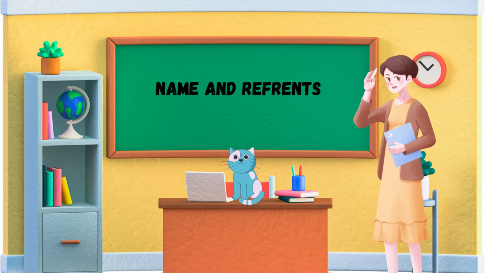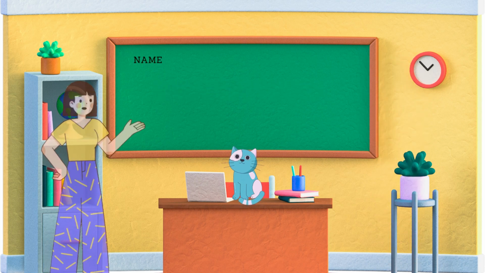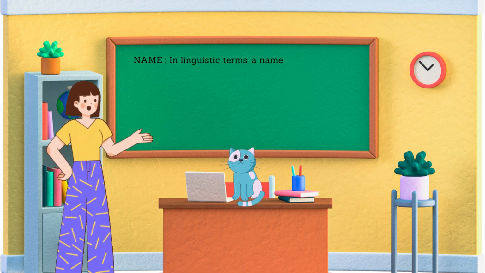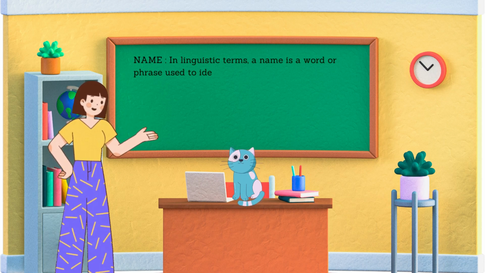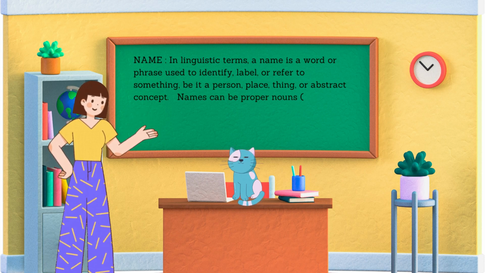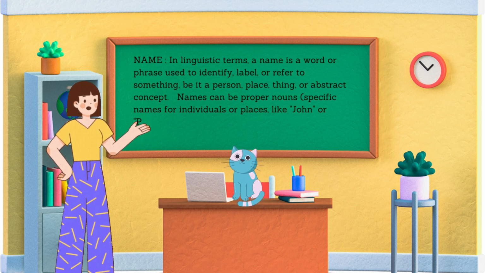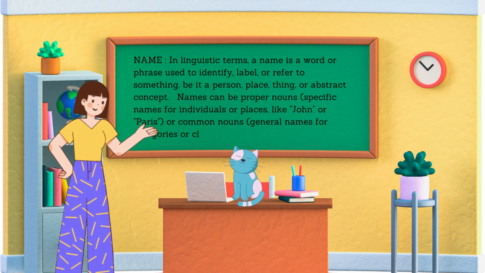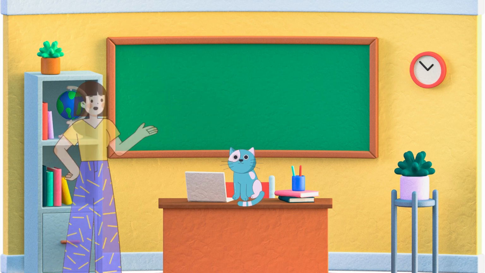Okay, the next discussion is about name and reference. What is a name? In linguistic terms, a name is a word or phrase used to identify, label, or refer to something, be it a person, place, thing, or abstract concept. Names can be proper nouns, specific names for individuals or places, like John or Paris, or common nouns, general names for categories or classes of things, like dog or city.